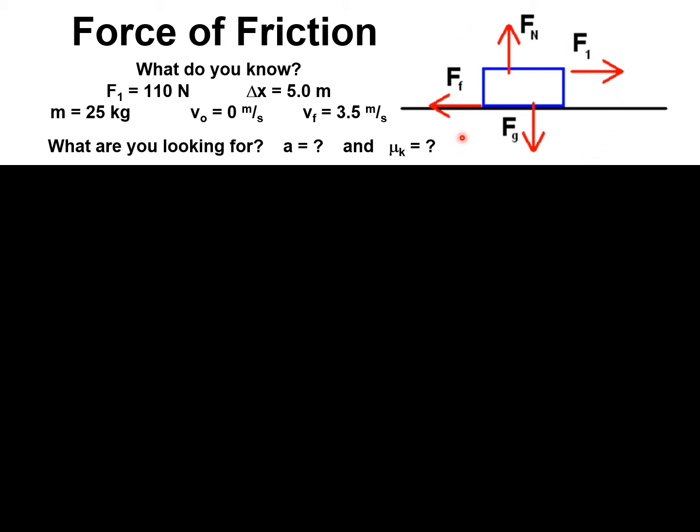Now this represents our free body diagram. We have normal force upward. Since we're dealing with a horizontal level surface, the normal force is going to be upward. The force 1 that's being pushed on is going to be pushed to the right. The force of friction is going to be to the left, and then gravity is going to be pulling it down. So to find that acceleration first, we're going to use this equation.